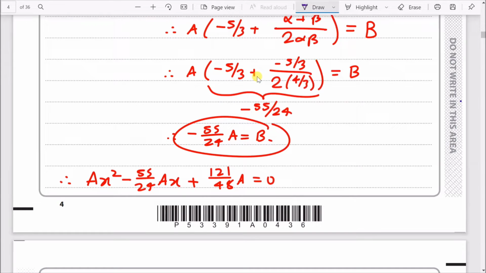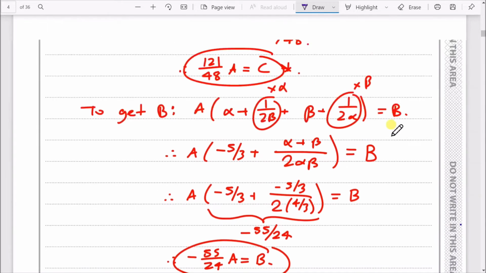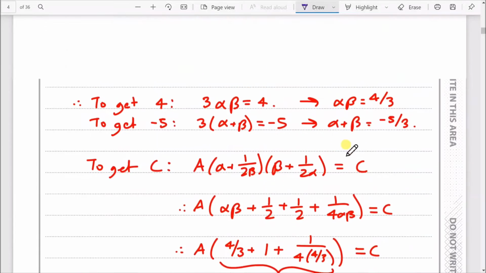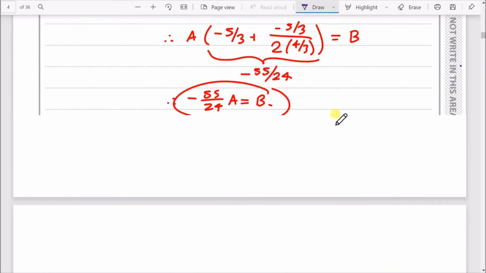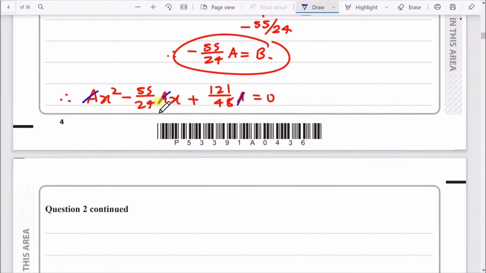Because they all have a's, you can just divide a across so that it disappears. Now, in the beginning of the question, this would usually be the end, yeah? But they said, without solving an equation, form a quadratic equation with integer coefficients. So in other words, you got to make sure that your final results are all whole numbers, not fractions.